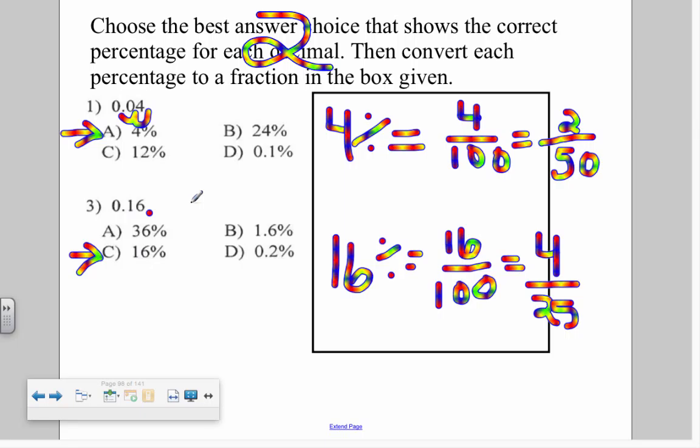So percents, decimals, and fractions are all related. I hope you remember about adding, subtracting, multiplying, dividing, finding equivalent fractions and decimals and percents. I know you'll do great on your test.